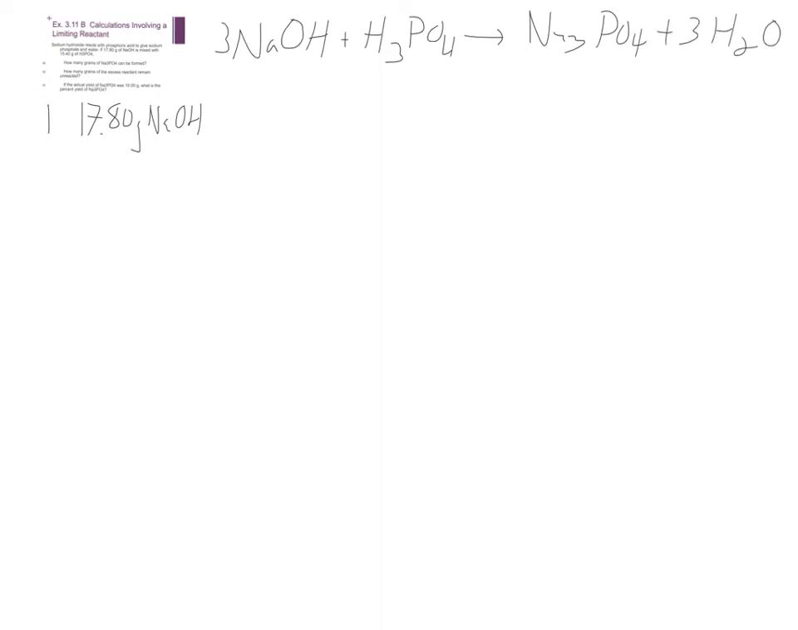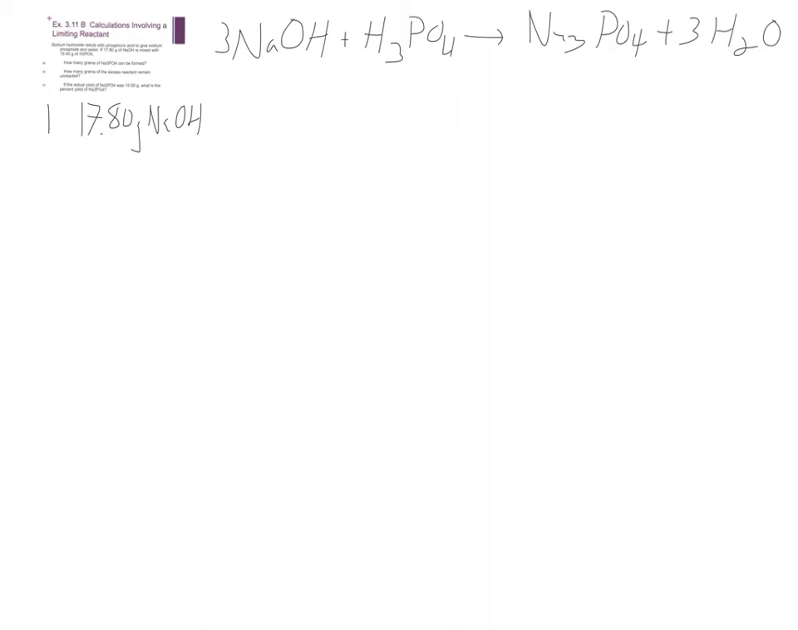Two ingredients, the sodium hydroxide and the phosphoric acid. Let's rewrite our balanced equation here. 3 sodium hydroxides plus H3PO4 makes Na3PO4 and 3 H2Os. Okay, because we're going to need that.